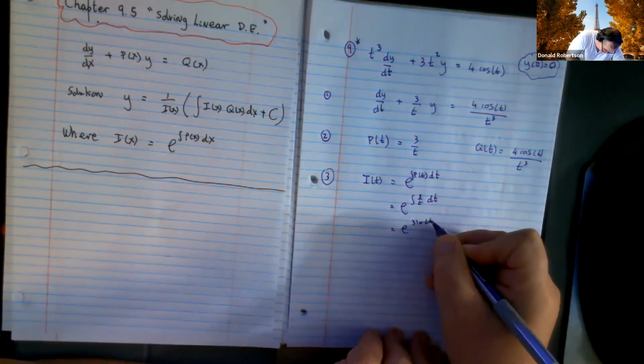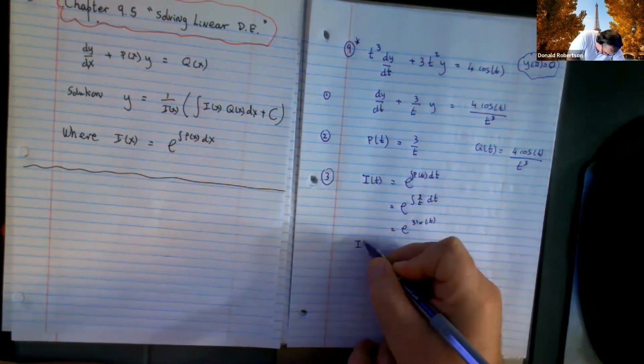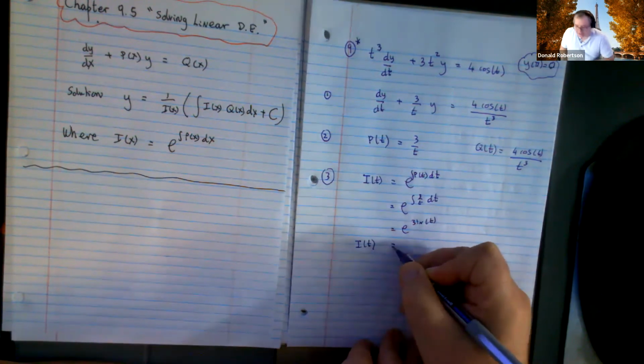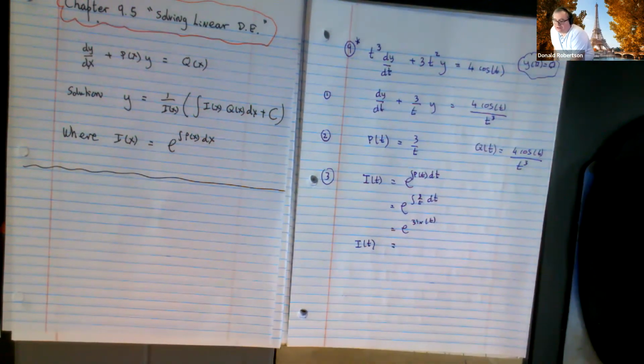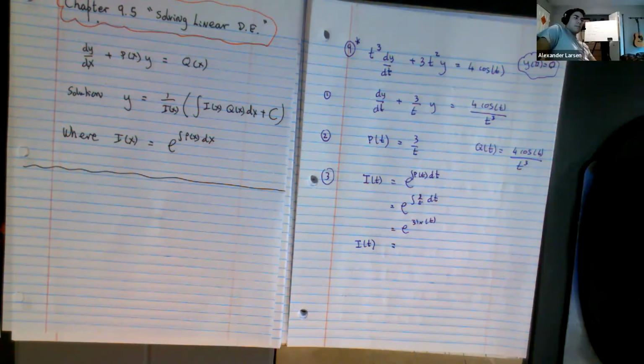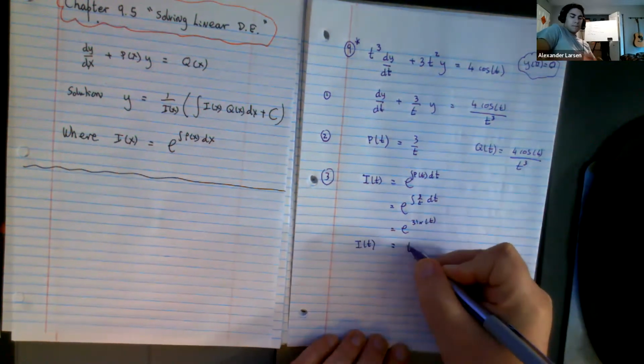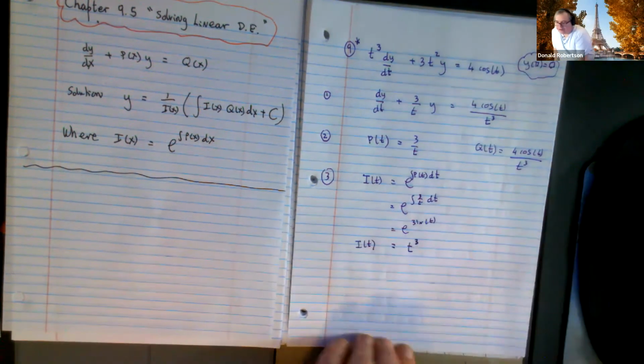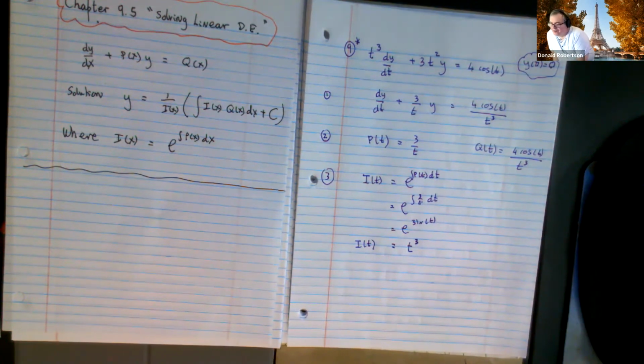And if you see something enough times, it just becomes easier. e to the 3 log t can be simplified. What is e to the 3 log t? t cubed. But you agree that was a lot easier than the first time, right? By the time you've seen 3 or 4 of them, it just gets kind of obvious what to do.